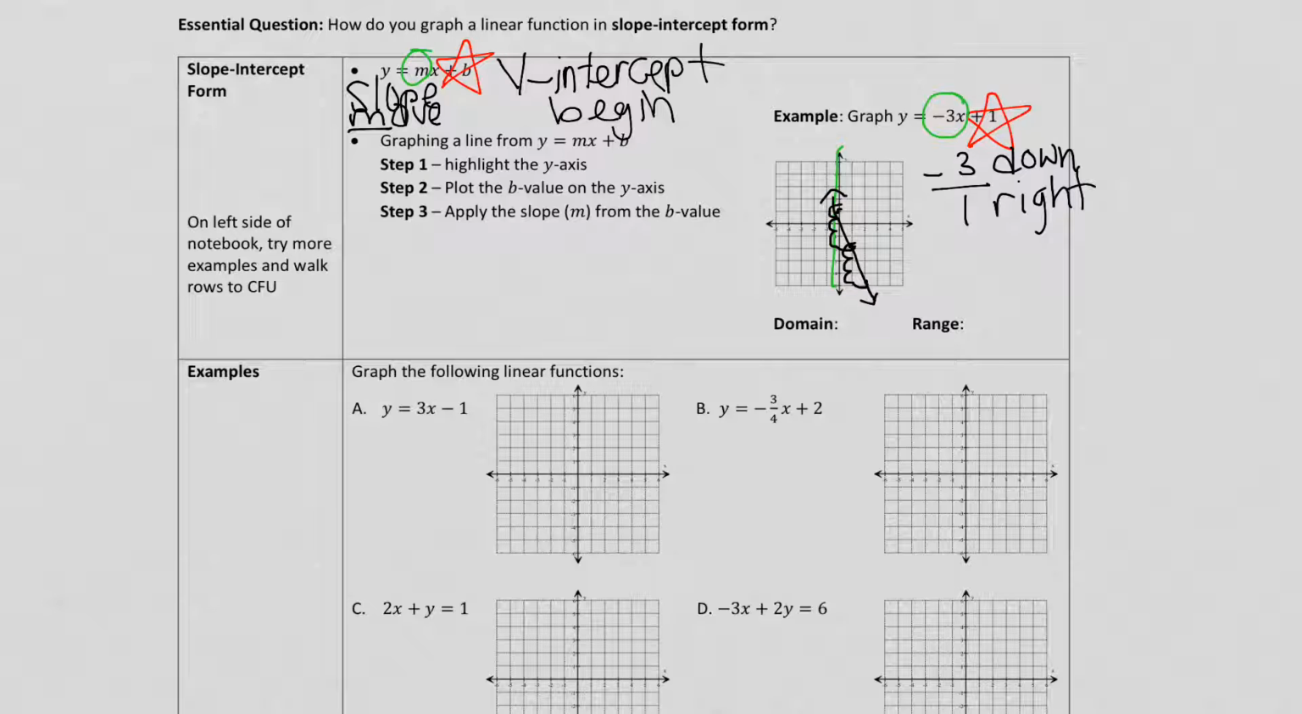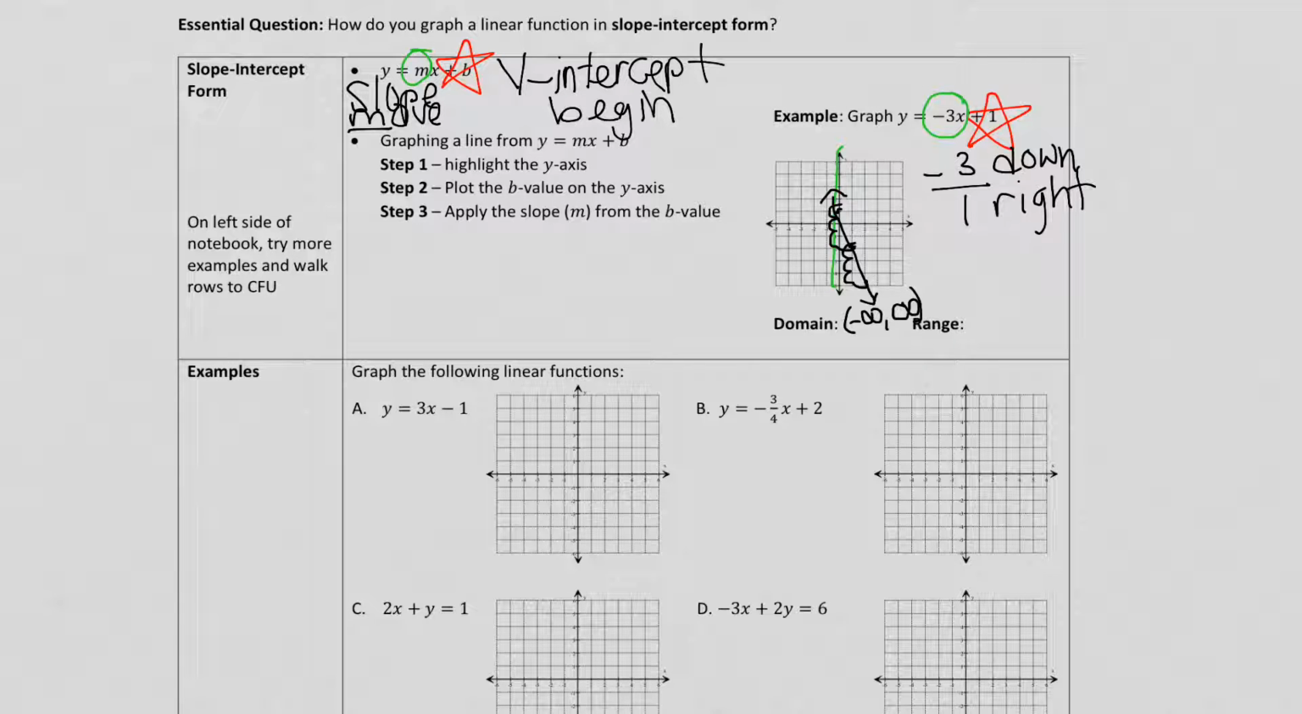So next, just a quick review. Domain tells you how far to the left and right your line goes, and range is going to tell you how far up and how far down. This line does not stop at any point. It's going to go forever to the left and forever to the right. So my domain is going to be negative infinity and positive infinity, because it's going to keep going forever to the left and forever to the right.